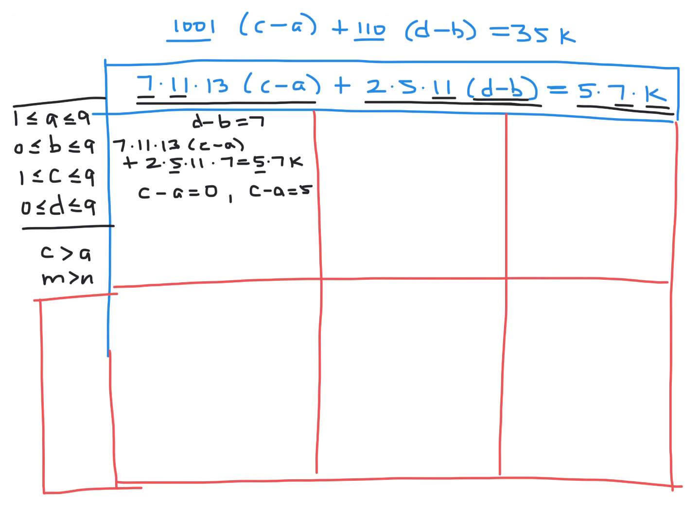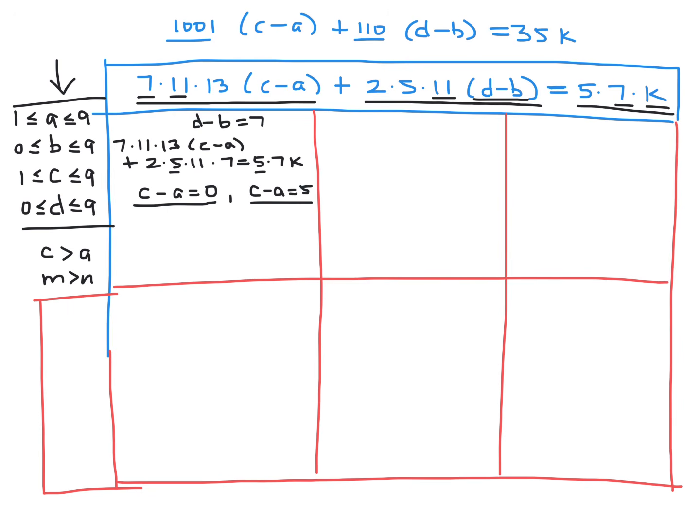Okay, that's a good start. Okay, so let's go with that. So then we have to figure out how many possible ways can you get C minus A equal to 0, and how many possible ways can you get C minus A equal to 5. And that's where these parameters come in. So it's important to list those.